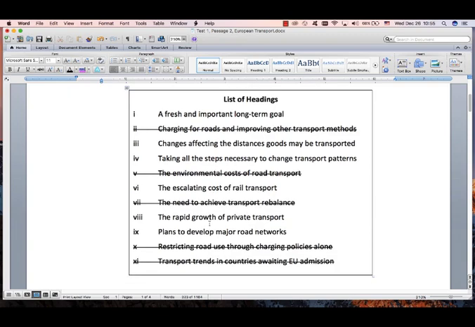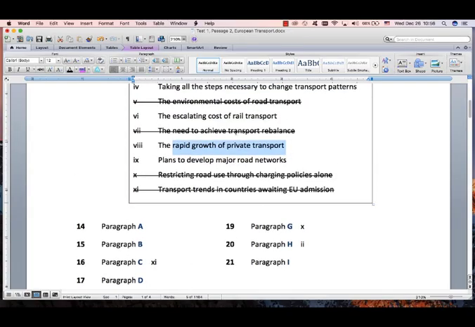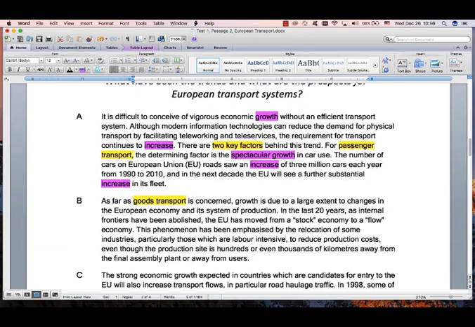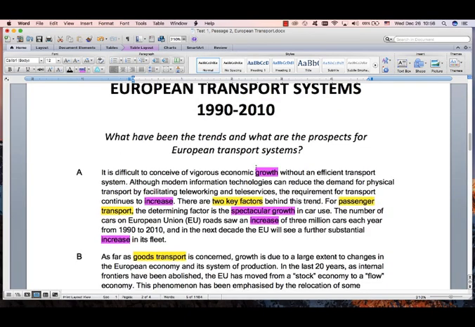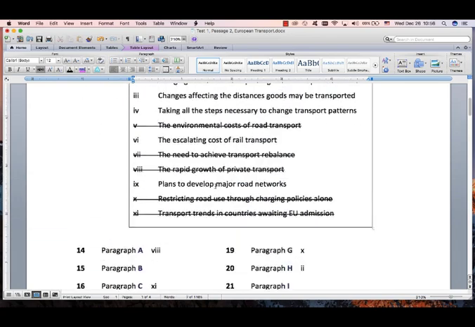Can you see anything about growth or increase? There's escalating cost of rail, that's growth. And this is rapid growth of private transport. So the private transport was for passenger transport. So this 2 key factors pointed us to important information. So this whole paragraph is about the growth of passenger transport. So again, it's the linking language and the repetition that helped us.